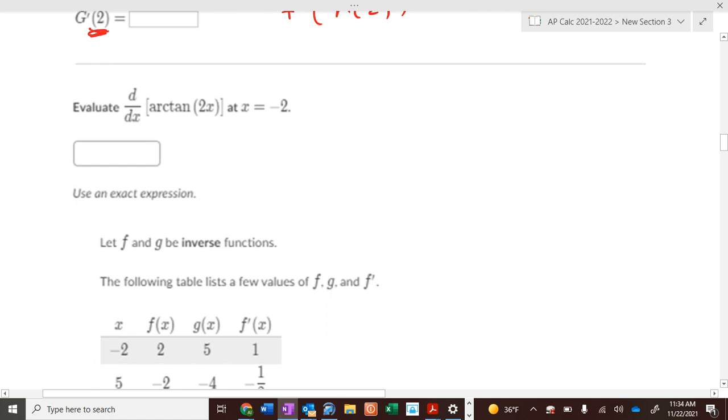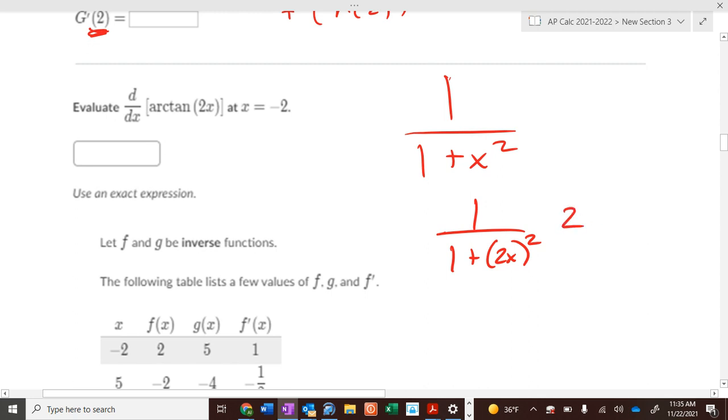Nice, but no. Okay, the derivative of arctan of 2x is 1 over 1 plus x squared, right? Of 2x. So x squared is 2x, so it's 1 over 1 plus 2x squared times the first derivative of 2x, which is 2 on top. Then you stick a negative 2 in, so you get 8 here. So it's 2 ninths, because 1 plus 8 is 9.